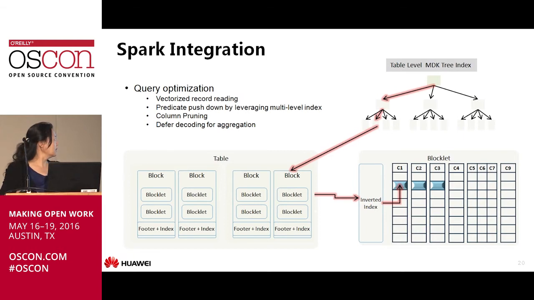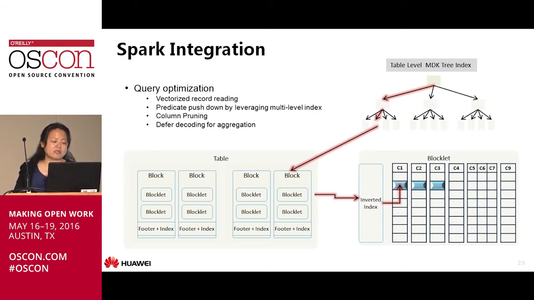So let me touch a little bit more on the optimization we have done for Spark integration. For querying carbon data from Spark, first of all, we enable vectorized record reading. So instead of reading row by row from a carbon file, you can now read a batch of records back, which enables Spark to do vectorized execution. This is a big win.